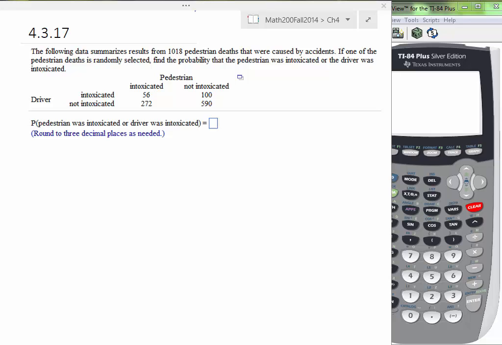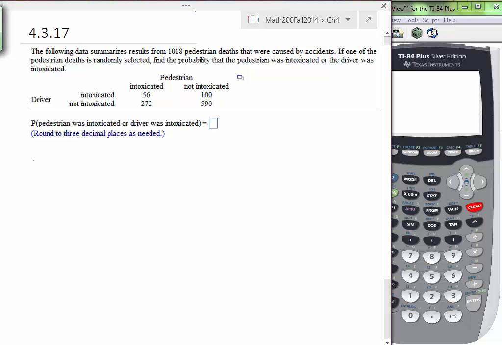This is a problem from the study plan. The following data summarizes results from 1018 pedestrian deaths that were caused by accidents. If one pedestrian death is randomly selected, find the probability that the pedestrian was intoxicated or the driver was intoxicated.